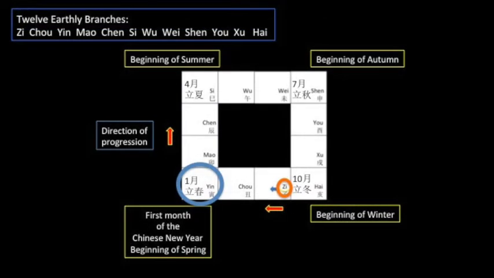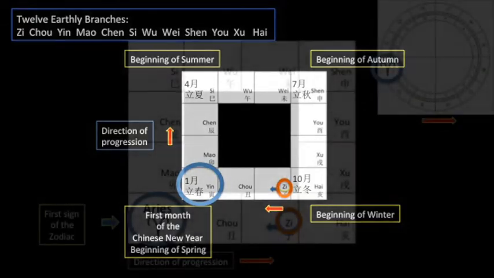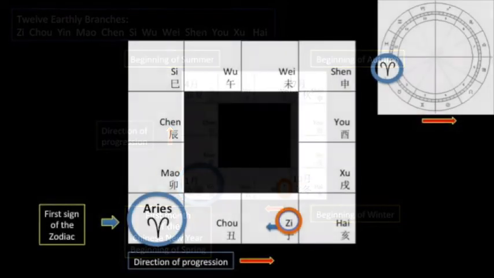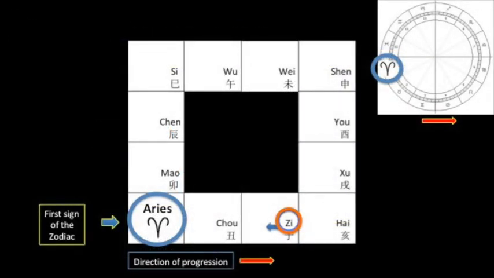First, let's look at how the Chinese mnemonic is organized. The order starts where you see the orange circle, which corresponds to the winter solstice. For us, the key point in this pattern is the bottom left-hand corner, which corresponds to the first month of the Chinese New Year, or the start of spring according to the Chinese calendar.